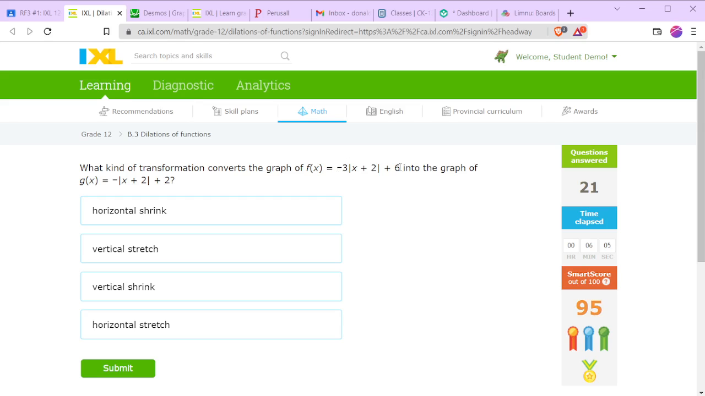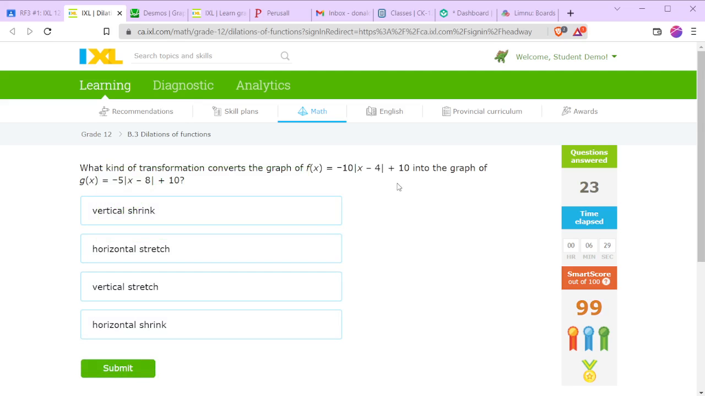Now here, the entire thing has been divided by 3. What's inside the absolute value has not changed. The 6 becomes a 2. So that's a vertical shrink. Now here, just the coefficient of x has been divided by 4. So we're replacing x with 1 over 4x. That's a horizontal stretch.